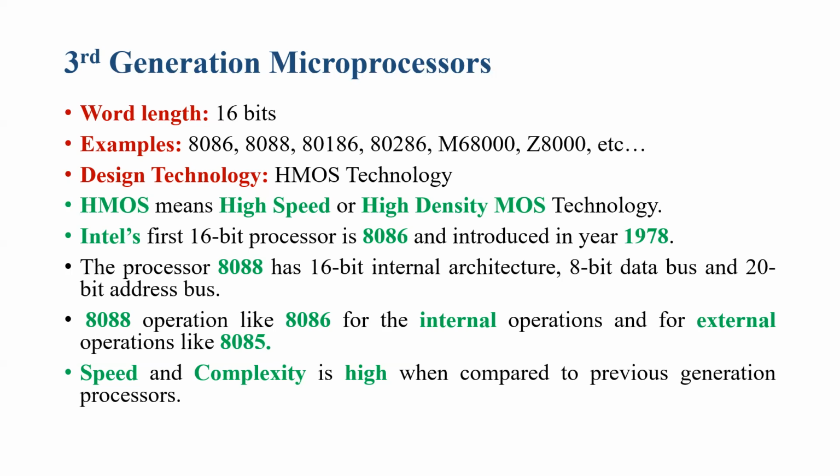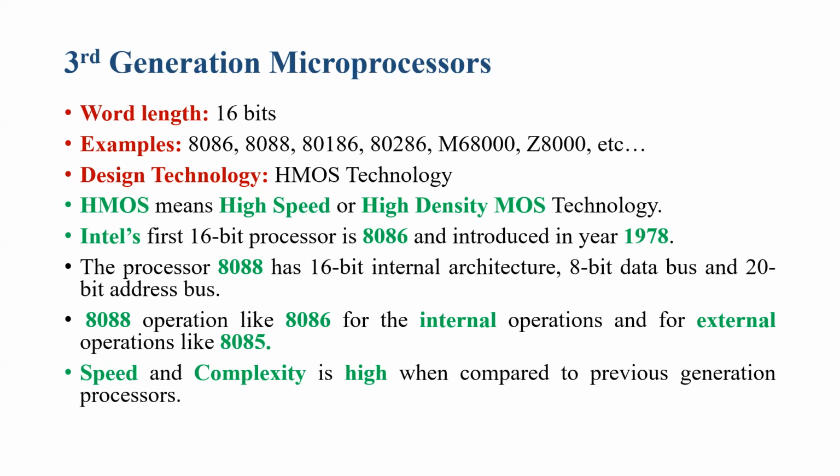Here, a special processor was the 8088. Its internal architecture looks like a 16-bit, but it has 8 data lines, that is an 8-bit data bus, and a 20-bit address bus. From this, what we understand is that the 8088 operation looks like the 8086, because the 8086 has a 16-bit internal architecture, so the 8088 operation looks like the 8086 for the internal operations. But for external operation, it looks like the 8085, because the 8085 is an 8-bit processor and it has 8 data lines.